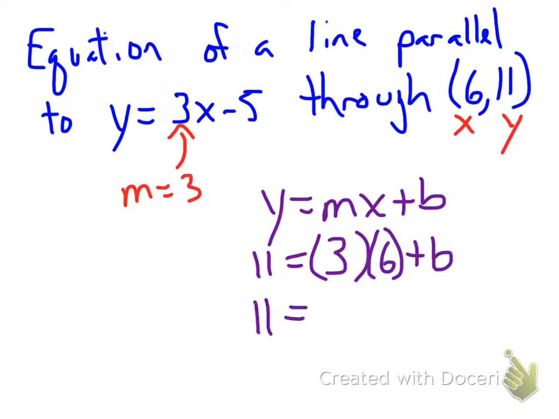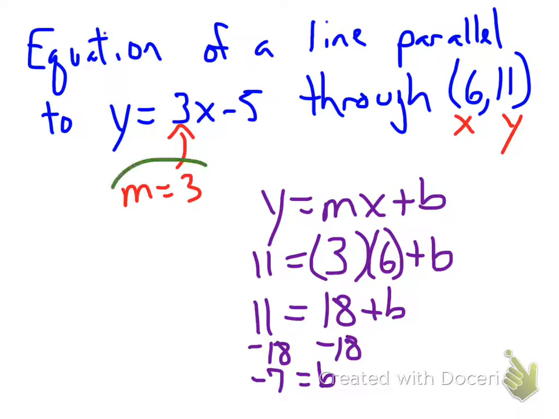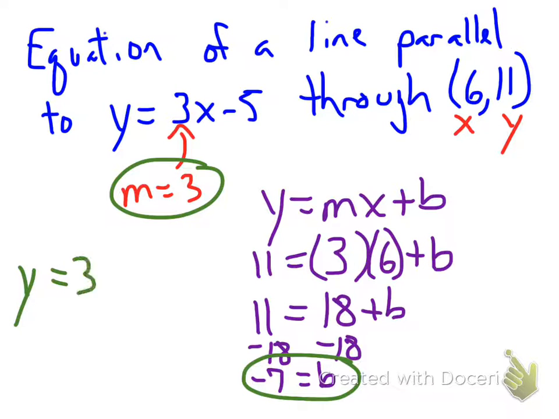So 11 equals 3 times 6, which is 18, plus b. And now to solve, I'm going to subtract the 18 from both sides. And my b value is -7. I've now identified the slope and my y-intercept, so I can write the equation of my line. y equals 3x minus 7.